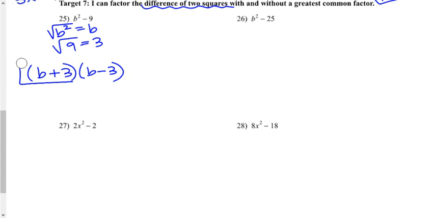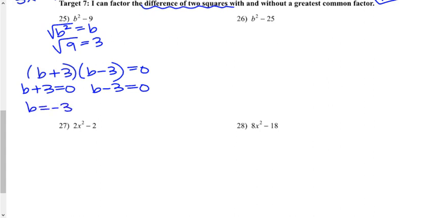I'm not done, I have to solve, hang on. My bad, I got too carried away. So now I have b plus 3 equals 0, and then b minus 3 equals 0. I get b equals negative 3, and b equals positive 3.